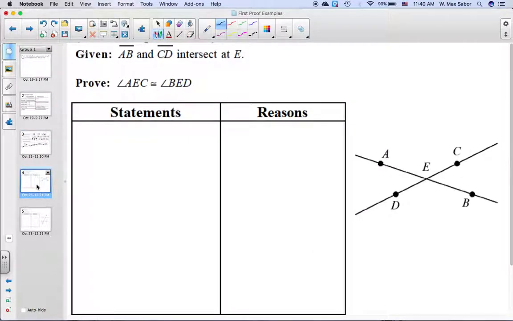So now two examples of proof. Given that they intersect at E, then the angles are congruent. So first I want to identify which angles I'm talking about. That angle is here. This angle is here. So typically I'll rewrite the given, and I'll say that it is given.